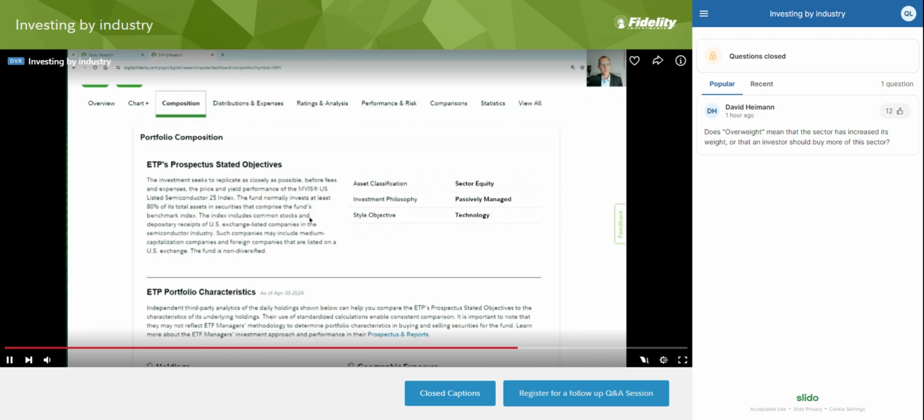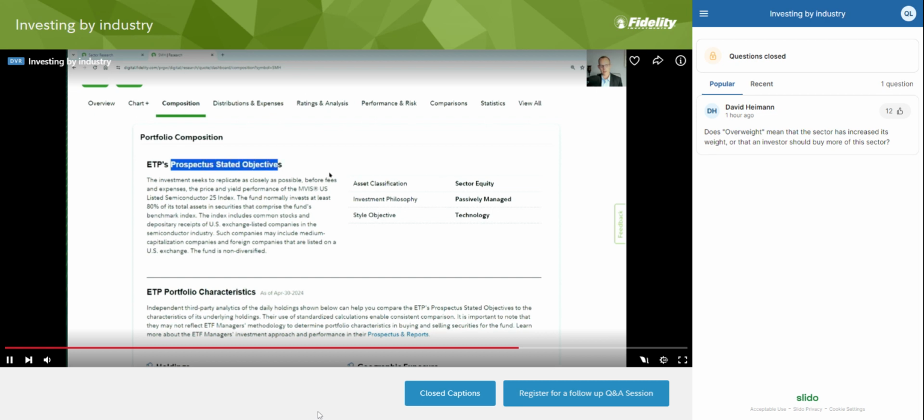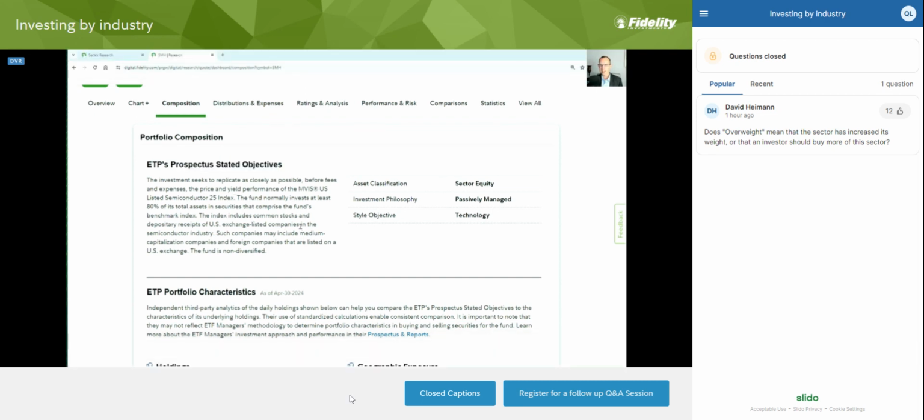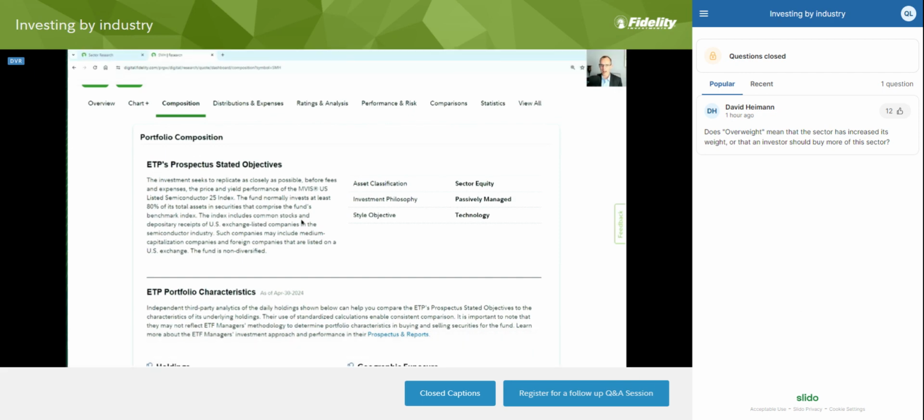In this case, we find a detailed explanation called the prospectus stated objective. The prospectus is the legal document that governs how a fund invests your money as an investment vehicle. And therefore, as a result, you should probably give some thought to how they intend to invest your funds.